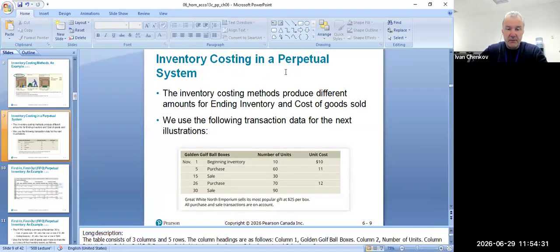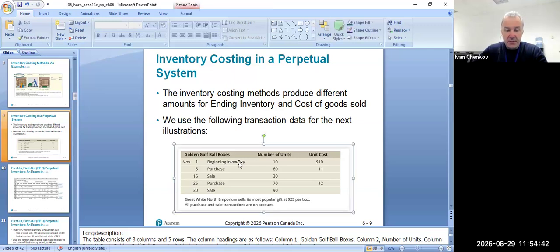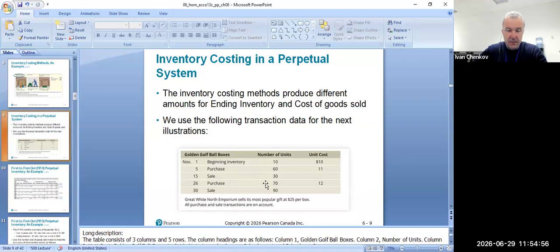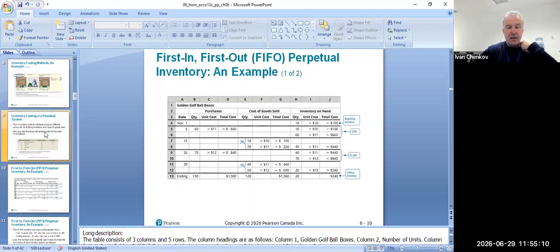Inventory. So let's see inventory costing now with the perpetual system. The inventory costing method produces different amounts for the ending inventory and cost of goods sold. We're going to use those transactions for the following. First in, first out. Every time we have a sale, we're going to take out units. Every time we have a purchase, we're going to add more units. Make sense? So what will be our chart?